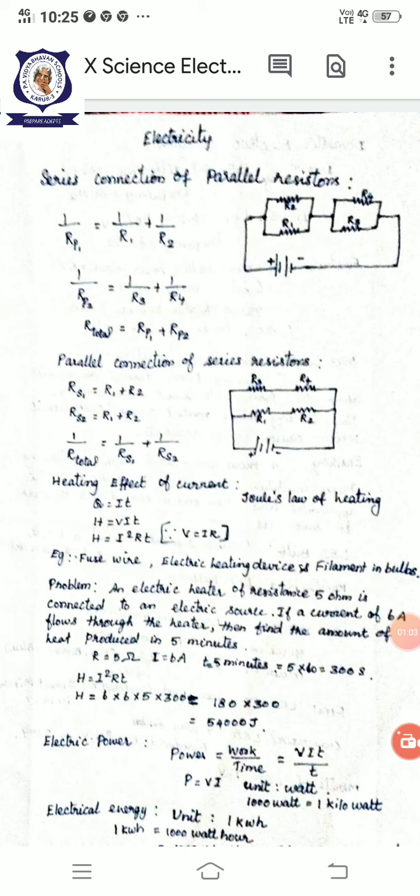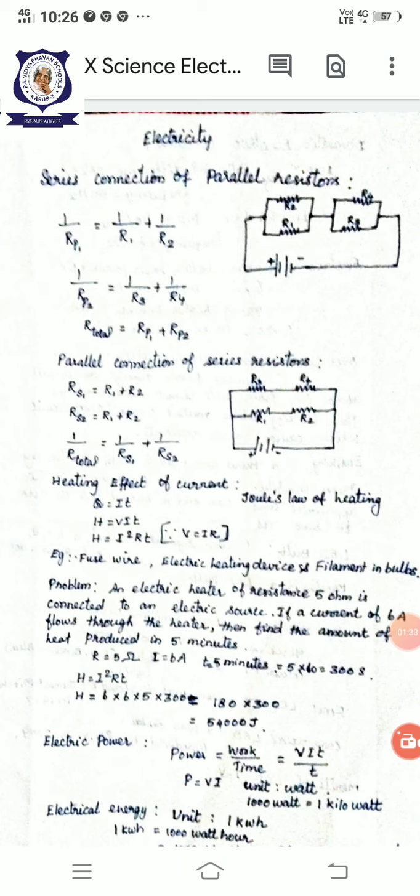If the resistances are connected in parallel, 1 by Rp is equal to 1 by R1 plus 1 by R2 plus 1 by R3. That is, the reciprocal of the effective resistance is equal to the sum of the reciprocals of each resistance. Therefore 1 by Rp is equal to 1 by R1 plus 1 by R2 plus 1 by R3. Is it clear?